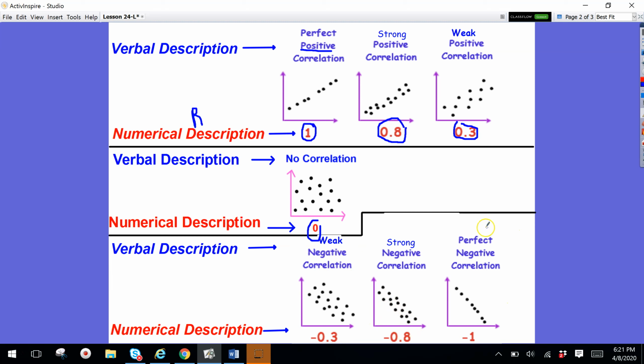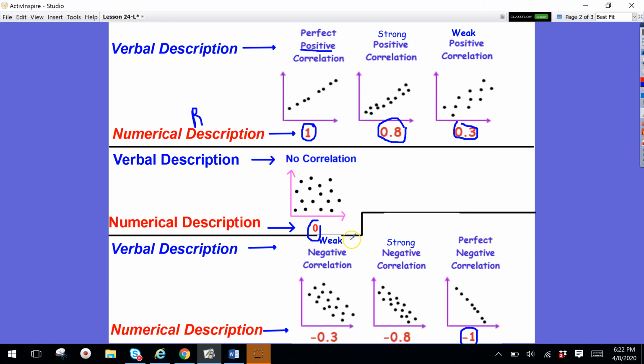Notice that for a perfect negative correlation, so it's pretty much a line, but it's going down, we would use the number -1. So the only difference between a perfect positive and a perfect negative is that one has a plus and one is a negative number. Now, a strong negative correlation is still really, really close to 1. We're still looking for close to 1, but it has a negative on it. So my R value is going to still be negative, but really close to 1.